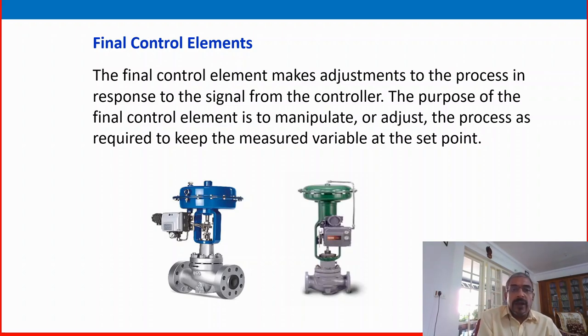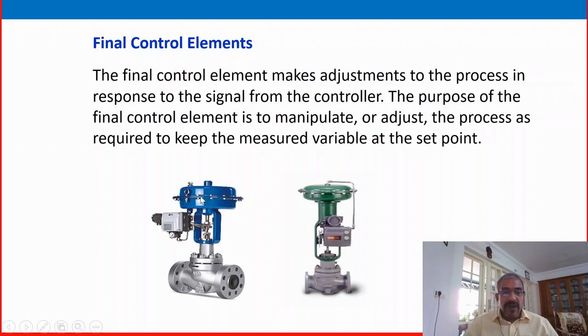So the final control element makes adjustments to the process in response to the signal from the controller. The purpose of the final control element is to manipulate or adjust the process as required to keep the measured variable at the set point. So this is the function of a final control element.